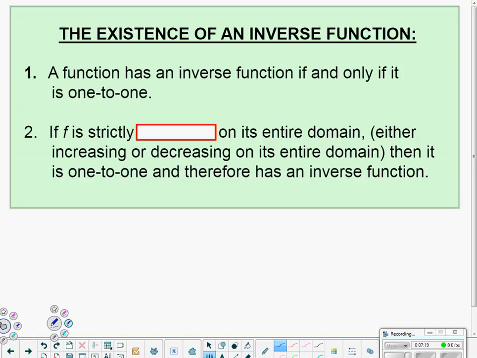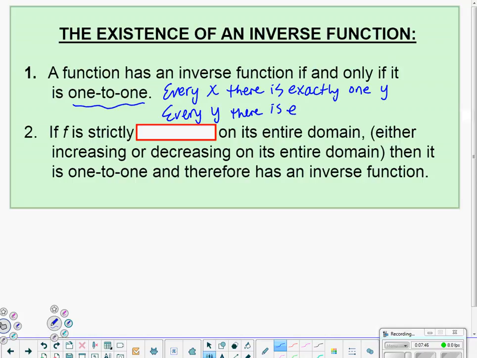What does 1-to-1 mean? Man, math gets complicated, doesn't it? 1-to-1 is a special type of function. It means for every x, there is exactly 1 y. And for every y, the reverse is true here. Every y, there is exactly 1 x. So it's a little bit stronger than just being a function.